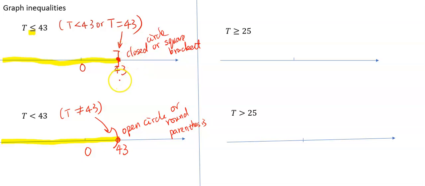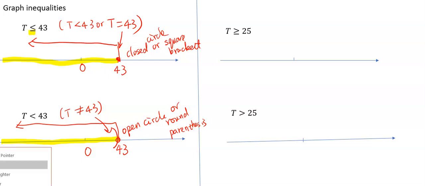Now, if you don't have a highlighter, what you could do is raise at 43 and draw a line to go left. That indicates all the numbers to the left of 43. Same thing here, we could draw a line and raise it. But make sure you either use the closed dot here or use a square bracket. Usually most of us will use, instead of a square bracket, a closed circle here when we draw the graph. And for this one, we're going to use an open circle instead of the parentheses.